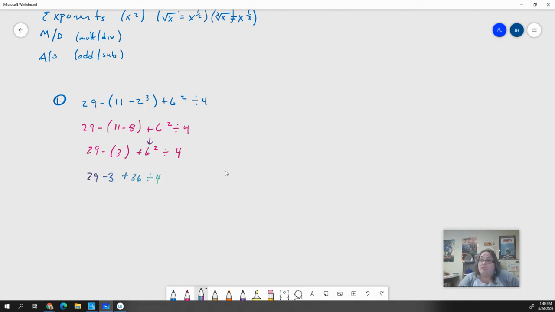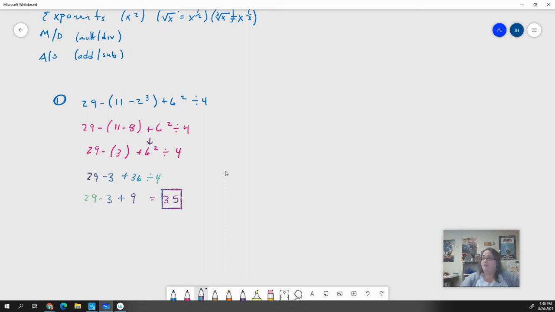There's only one division component, so it would be 29 minus 3, and then we have 36 divided by 4. 36 divided by 4 is 9, so we're going to go plus 9. And then we can just add and subtract in the order we see it. 29 minus 3 is 26. Plus 9 is 35. This would be our final answer.